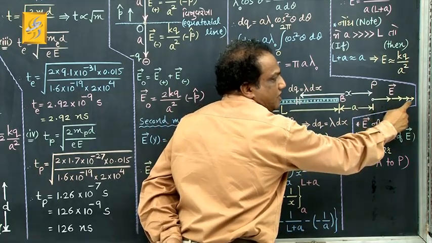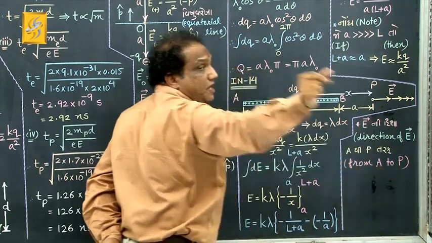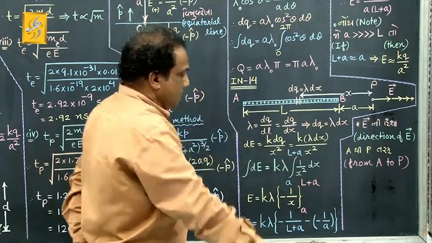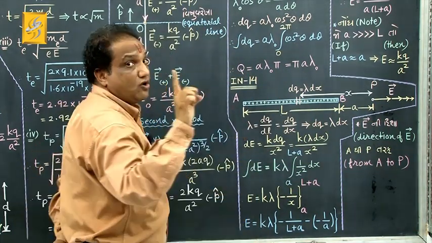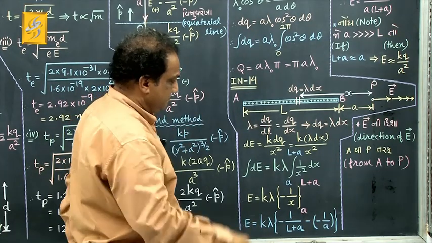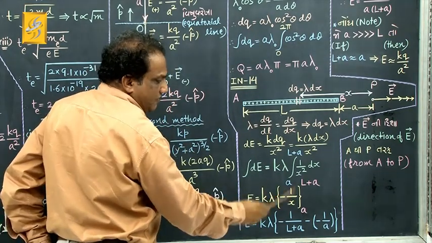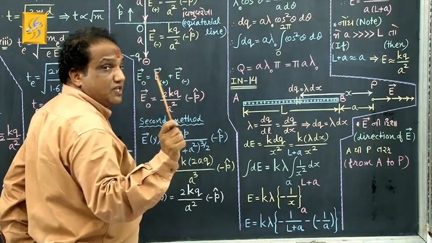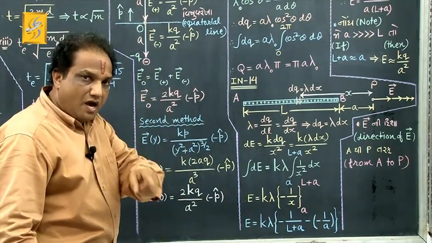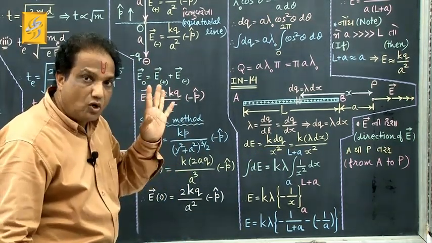Because all these partial electric fields are in the same direction, you can go for scalar addition. That's why I am writing only E and not vector E. Got it? Fine. Now just put in the limits. How would you place the limit? First of all, upper limit. After putting the minus sign, you must place the lower limit.